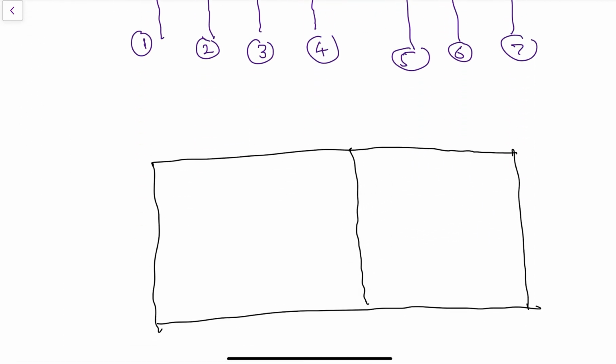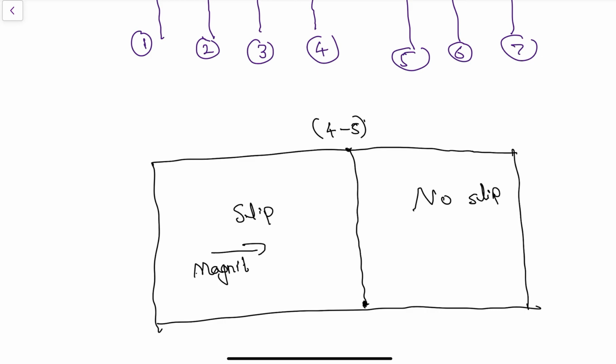So you can find that. So in this region, if you look at the top portion, this corresponds to the transition between 4 and 5. So here, up to here, the slip has occurred. Here you have the slip region. On the right side, you have the no slip region. And here, this is the magnitude and direction. We will try to look at the magnitude later. Magnitude and direction of slip.